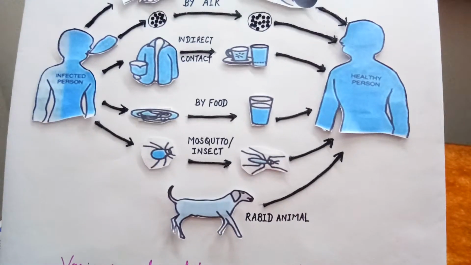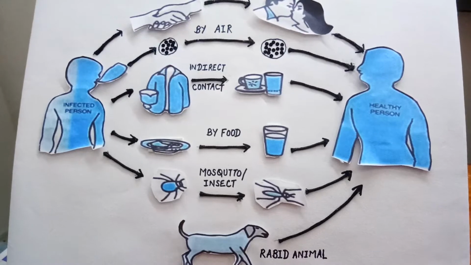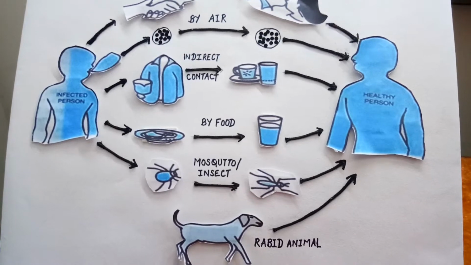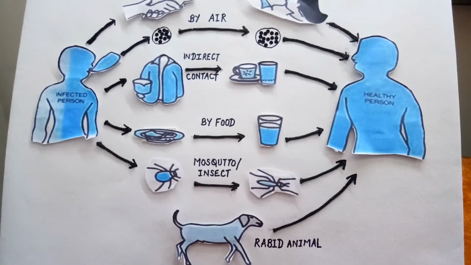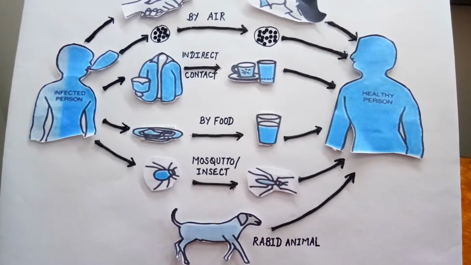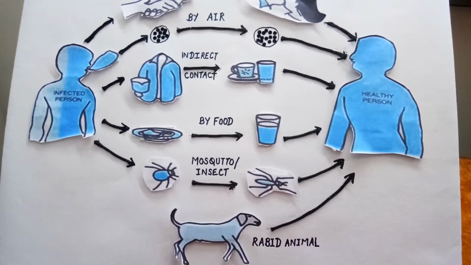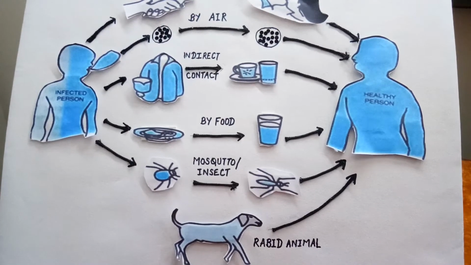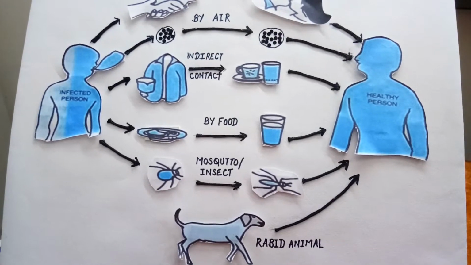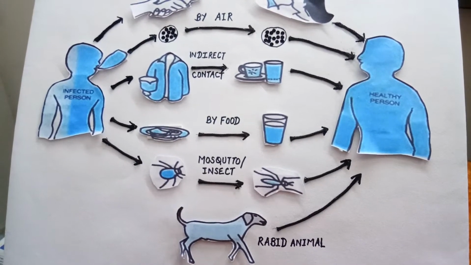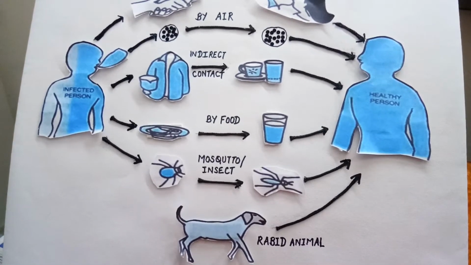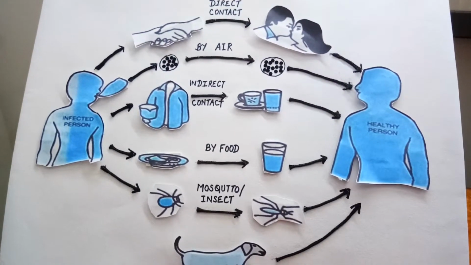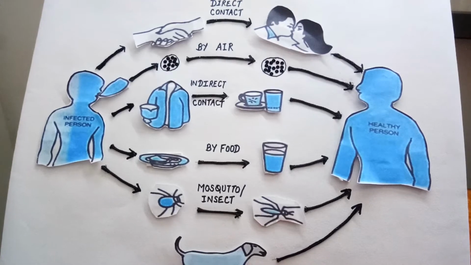The different means of transmission of diseases are: number 1, through air; number 2, through indirect or maybe direct contact. The third means is that they may spread through food or water. Then there are a number of diseases which may be transmitted through vectors, and certain diseases get transmitted from the infected person to healthy persons by rabid animals. And there is one more category: certain diseases get transmitted even sexually.